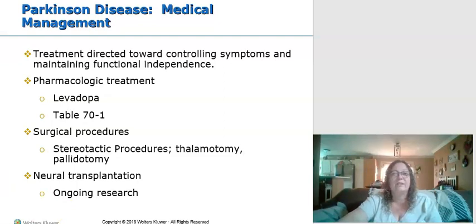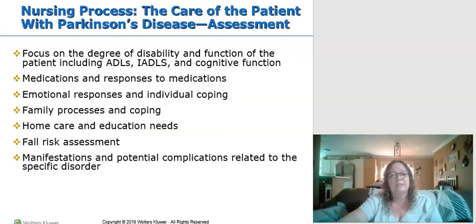And we have ongoing research for Parkinson's therapy. Michael J. Fox's foundation is doing some good stuff. So interesting to see what's coming in the future.